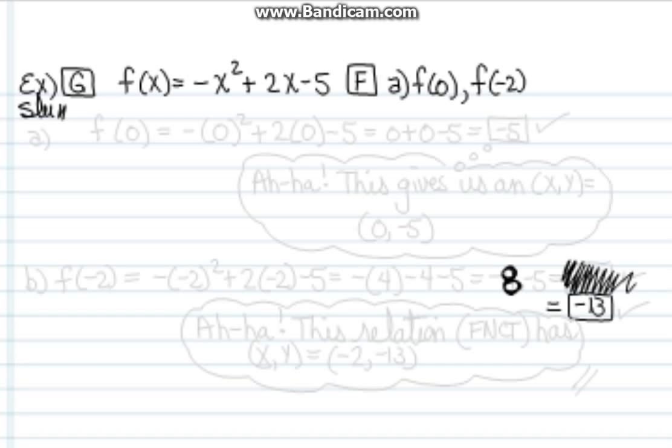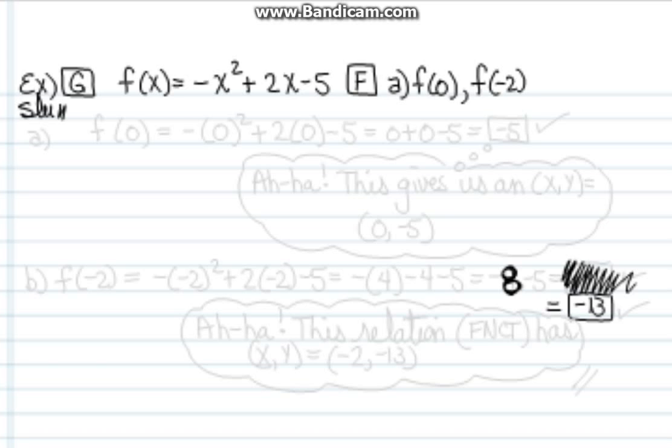In this problem, we're given equation notation for the function f of x, in other words, f as a function of x. F of x is equal to negative x to the second power plus 2x minus 5. And we're asked to find part A, f of 0, and part B, f of negative 2. You know how easy this is.